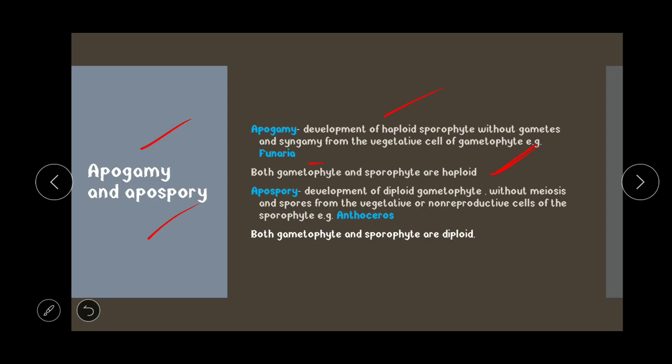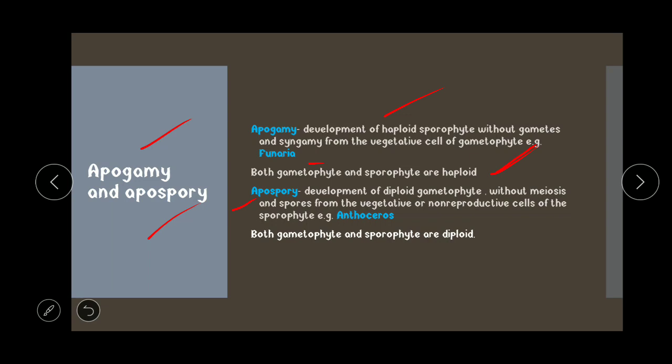Then in apospory, what happens? Without the meiosis, that is the sporic meiosis, that is what is called apospory, without the sporic meiosis. What happens? There is development of diploid gametophyte without meiosis. As a general rule, gametophyte should be haploid, but here the gametophytes are diploid because they are developing without meiosis, and spores come from the vegetative and non-reproductive cells. So from where is the gametophyte developing? From the spore of the vegetative or non-reproductive cell of the sporophyte. As you know, in a sporophyte there are generative cells or sporogenous tissue, and there are vegetative cells and non-reproductive tissue. So sporogenous tissue will give rise to spores.